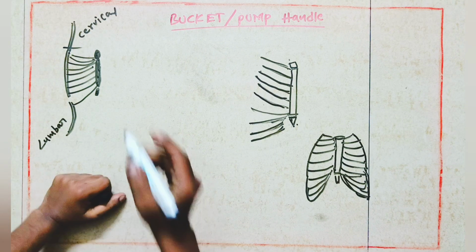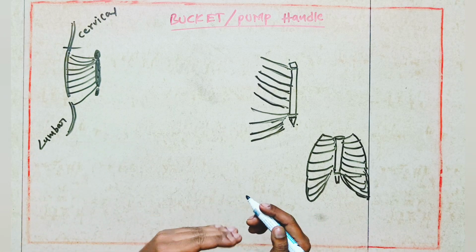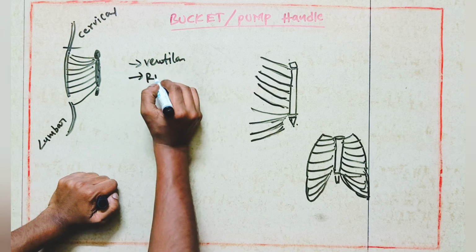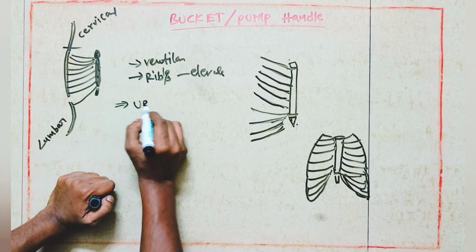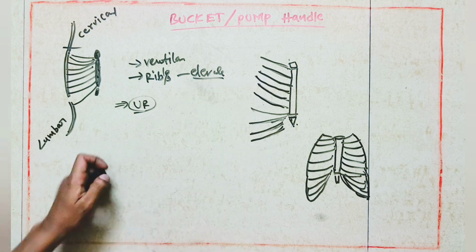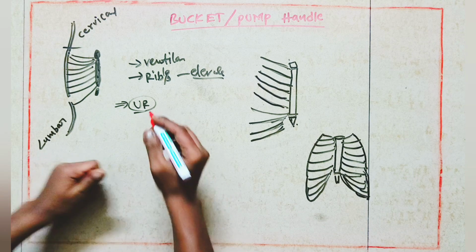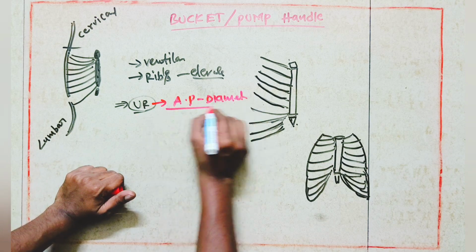Now we'll come to the movement. First one, when ventilation is happening, the ribs will elevate. So first, if we come to the upper ribs, the elevation of the ribs is going to increase the anterior posterior diameter.